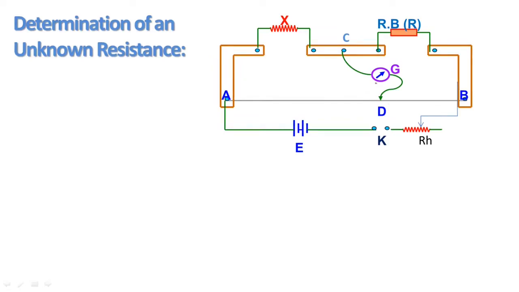Null deflection means that when the galvanometer shows zero deflection, it is called the null deflection method. The galvanometer shows no deflection when the jockey is at the balance point D. Let the respective lengths of the wire between A and D be L centimeter and between D and B be 100 minus L centimeter respectively. Lx is in front of X and Lr is in front of the resistance box, the lengths of wire between A and D and D and B respectively.